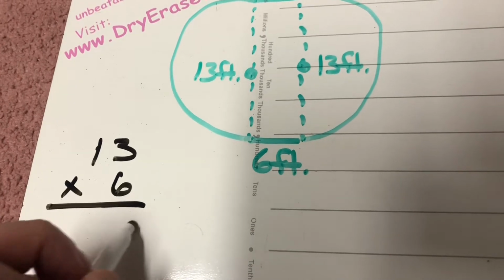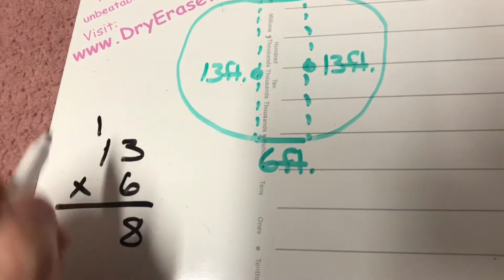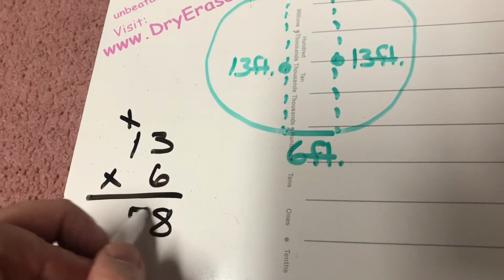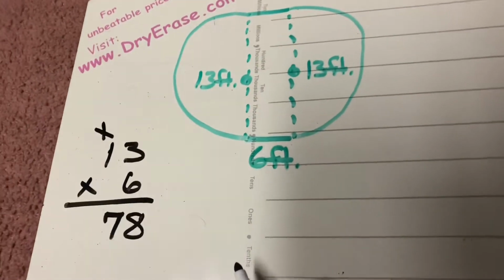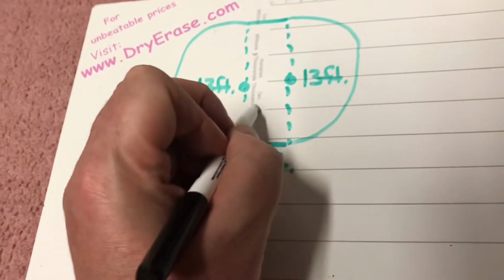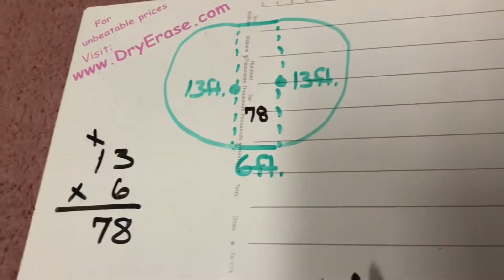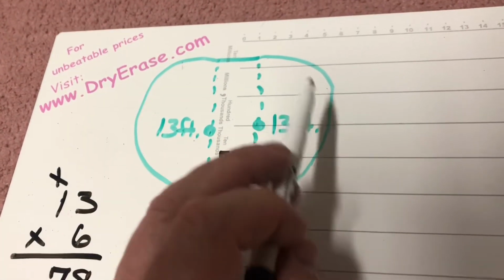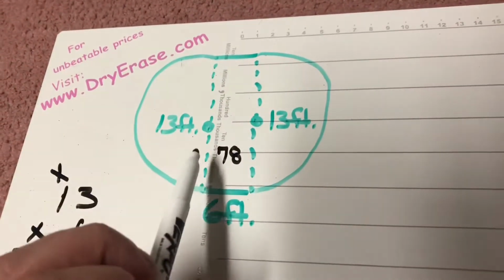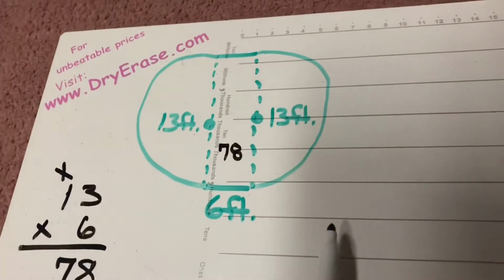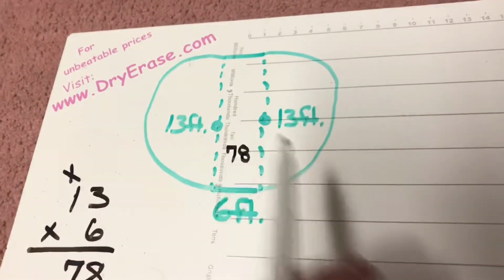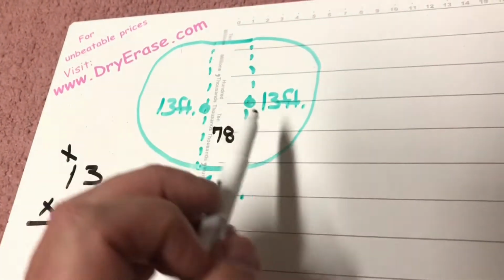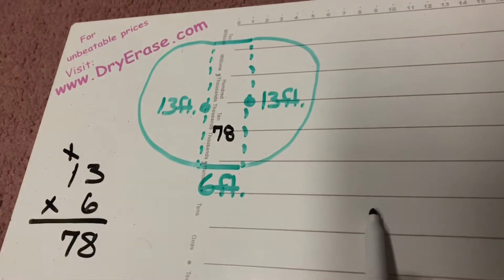6 times 3 is 18. Put the 8 down, carry the 1. 6 times 1 is 6, plus 1 is 7. I get 78. So we'll make a mental note of that. Kind of put that right there. Now, I have my 2 semicircles. Now, since the radius is the same, I can think of this as one circle. Okay? I'm just going to combine it into one circle instead of 2 half circles.